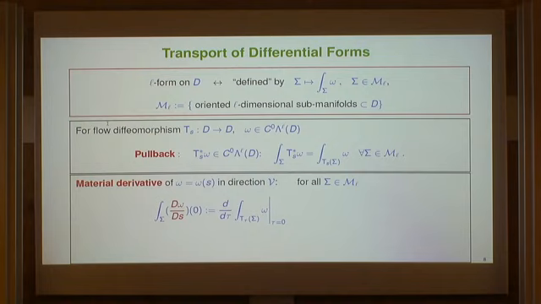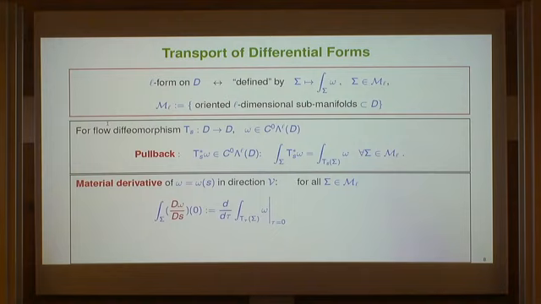So V is fixed, and once we have V, we have the family of diffeomorphisms. So we can transport our test surfaces, define the transport of differential forms, and then we can also define the material derivative, which is a device measuring the change of the form as we move along with this velocity field.